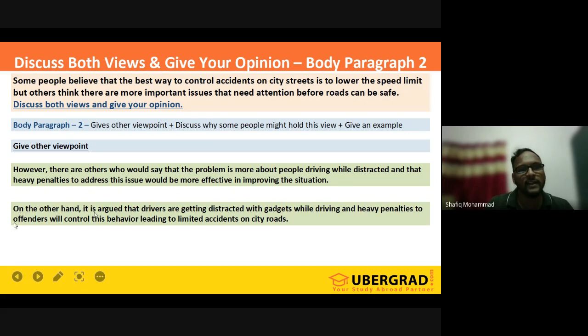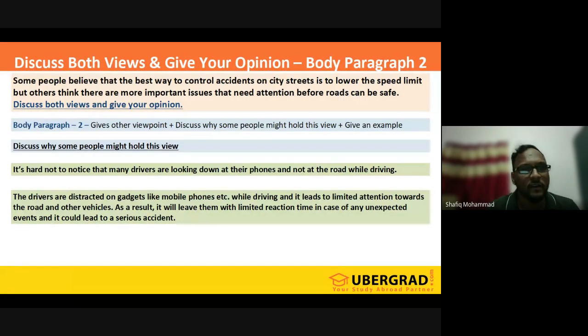On the other hand, it is argued that drivers are getting distracted with gadgets while driving, and heavy penalties. So he's talking about the gadgets again. Distraction can be of different kinds: gadgets, talking more, or keeping the volume high within the vehicle and not knowing what is happening outside, which is not good, isn't it? So we need to stay away from distractions. People should start avoiding distractions when they drive. And then discuss why some people might hold this view.